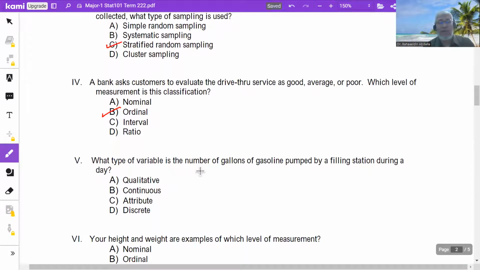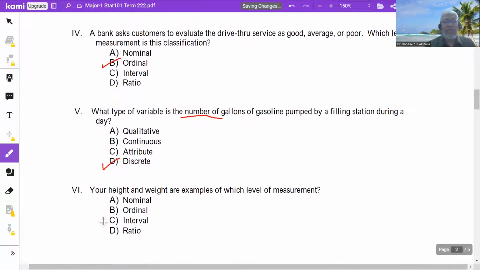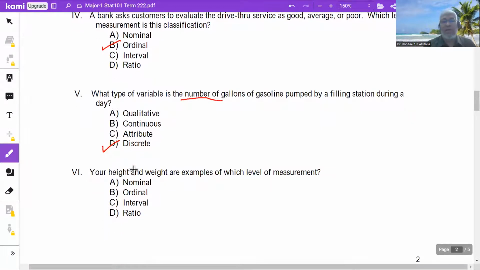What type of variable is the number of gallons of gasoline pumped by a filling station during a day? Well, number of, immediately discrete. Number of means how many gallons, 2, 3, 4, 5, 60. But this is a discrete variable.